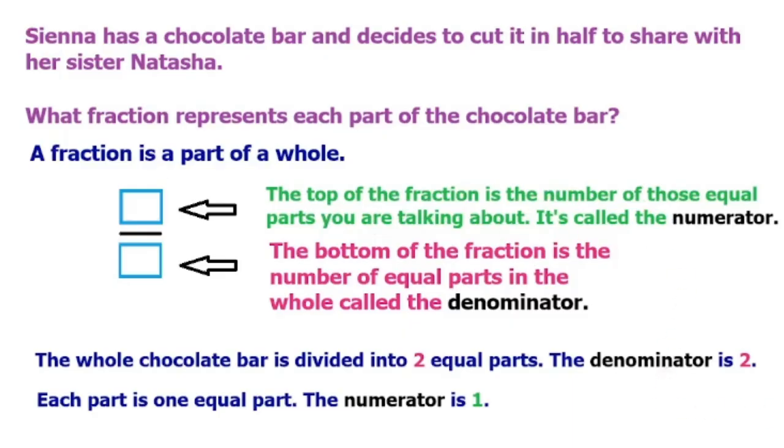It's called the numerator. So if we were to write that in now, we'll write in the numerator here, and then we'll put in the denominator here. So the fraction is 1/2. What fraction represents each part of the chocolate bar? So each fraction represents a half. It was cut in half, so each side is a half. And that's the answer.